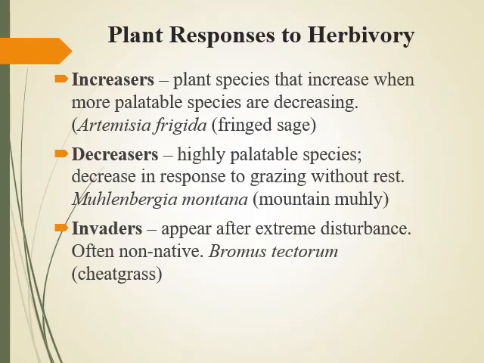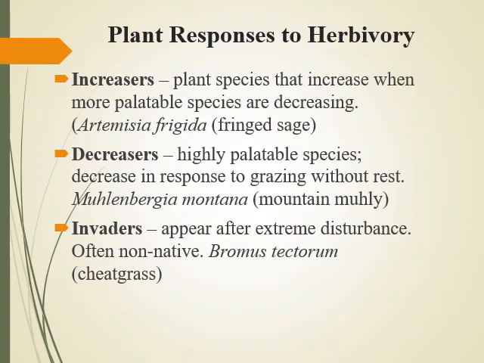Okay, this is the last slide of the PowerPoint. We have different responses to herbivory, to herbivores, to grazing and browsing. So we have increasers, decreasers, and invaders. Increasers are plant species that increase when the more palatable species are decreasing. Obviously, not all plants are created equal, so you have some plants that are very palatable and grazers are eagerly seeking those. They're going to probably graze those first. In other words, they'll go after the pizza before they go after the spinach, and they'll go after those more palatable species, and they then run the risk of actually being overgrazed.